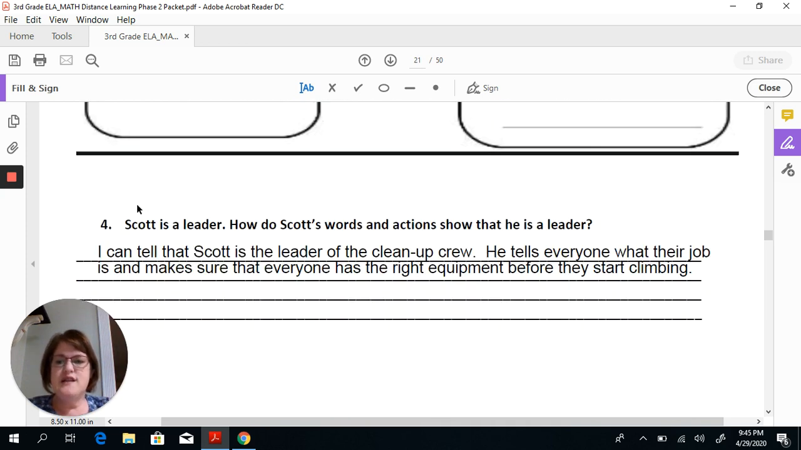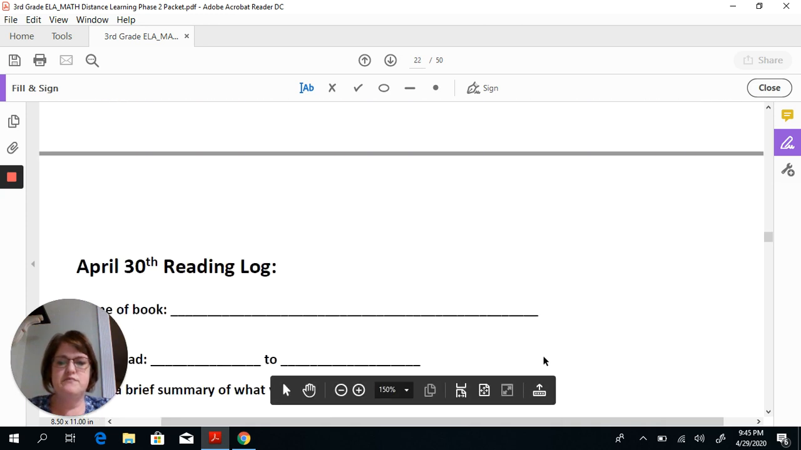Okay. Number 4, Scott is a leader. How do Scott's words and actions show that he is a leader? I wrote that I can tell that Scott is the leader of the cleanup crew. He tells everyone what their job is and makes sure that everyone has the right equipment before they start climbing. And of course, that sounds like something that a leader would say and do. They would make sure that everybody has what they need and remind everybody of what their job is. So a leader is somebody that would be over everyone else and making sure that the job gets done.